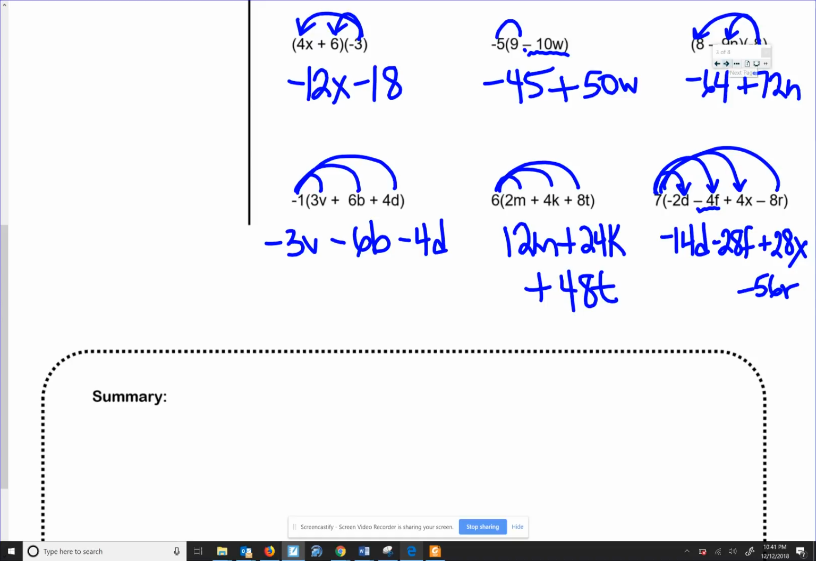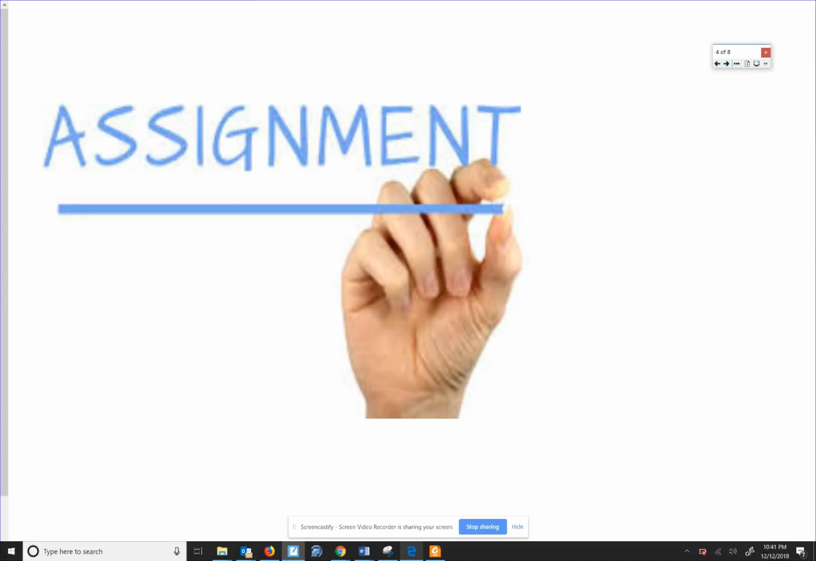So here is what I want you to do. Check in Schoology to look for your assignment. It's going to be in our big old packet of problems that you are getting for this part of the preview to Mod 6. Good luck and may the force be with you.